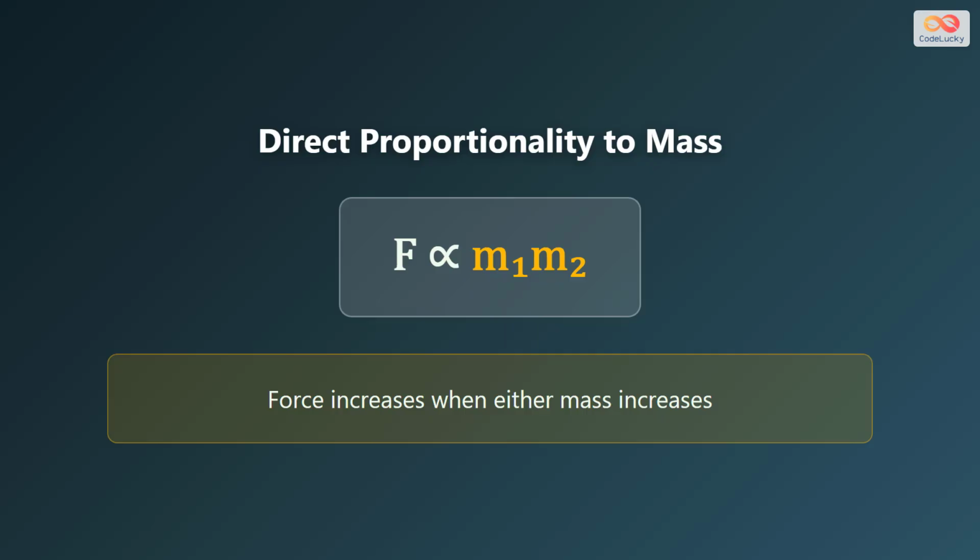The force is directly proportional to the product of the two masses. This means that if you double either mass, the gravitational force doubles as well. If you double both masses, the force becomes 4 times stronger. The larger the masses involved, the stronger the gravitational pull between them. This is why massive objects like planets and stars exert such powerful gravitational forces.